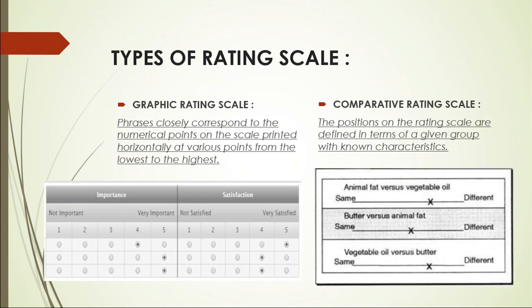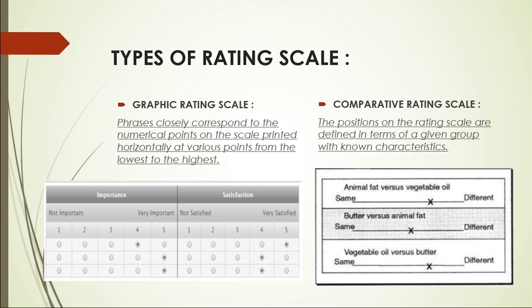The next type of rating scale is graphic rating scale. In this rating scale, phrases closely correspond to the numerical points on the scale printed horizontally at various points from the lowest to the highest. So in this, there are numbers also and phrases also from the lowest to the highest. For example, as you can see in the picture, it is written importance and satisfaction. So not very important and very important. So the rater has to select between these 2 phrases, and the number is also given so that the rater can mark.